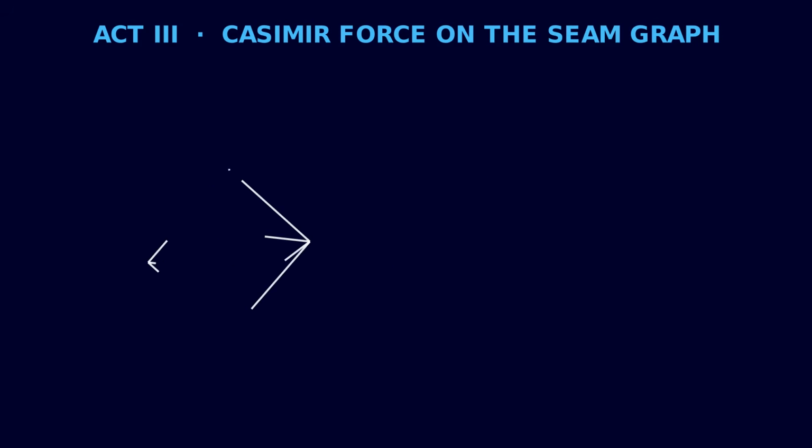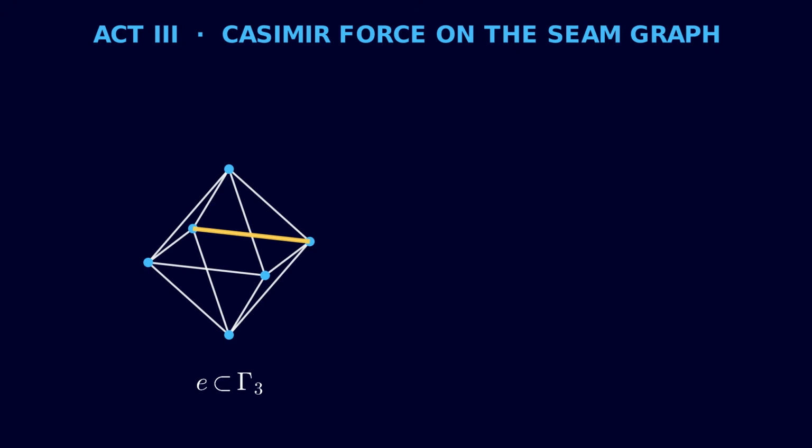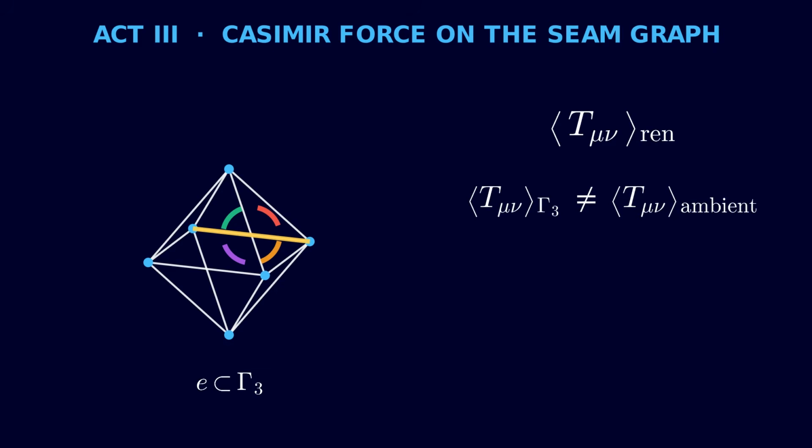Now zoom in on a single edge of the seam graph. Near this edge, several portions of the orbifold sheets approach and meet. Any quantum field living here must satisfy boundary conditions inherited from all of the adjacent sheets. So the allowed vacuum modes depend on the local seam geometry. We describe the resulting vacuum stress by a renormalized stress-energy tensor. And near the seam graph, that stress need not agree with the stress of the surrounding, ambient region. This difference is the seed's analog of Casimir pressure.